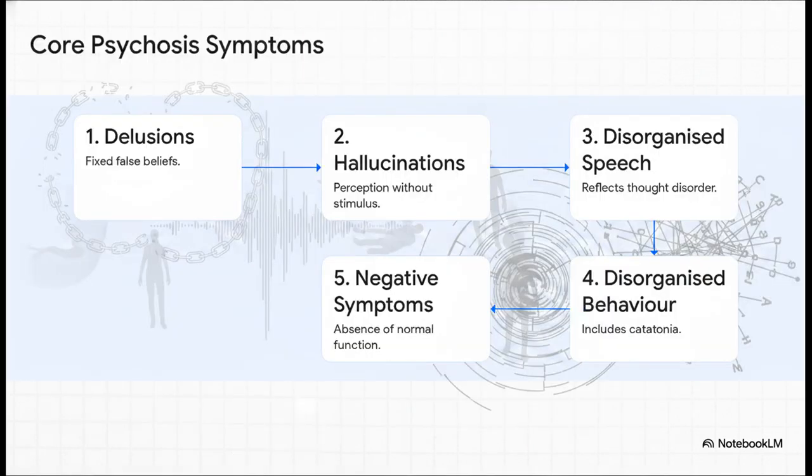Okay, so those experiences get broken down into 5 core symptom types. We've got the delusions and hallucinations we just mentioned. Then there's disorganized speech, which is really a reflection of disorganized thinking. Number 4 is grossly disorganized or even catatonic behavior. And finally, we have negative symptoms, which are all about an absence of normal functioning. Keep these 5 in your head. They are the absolute building blocks for every single diagnosis we're going to put together.